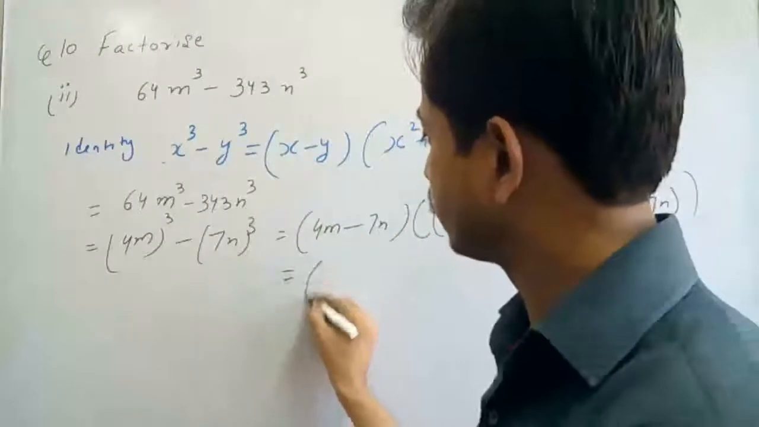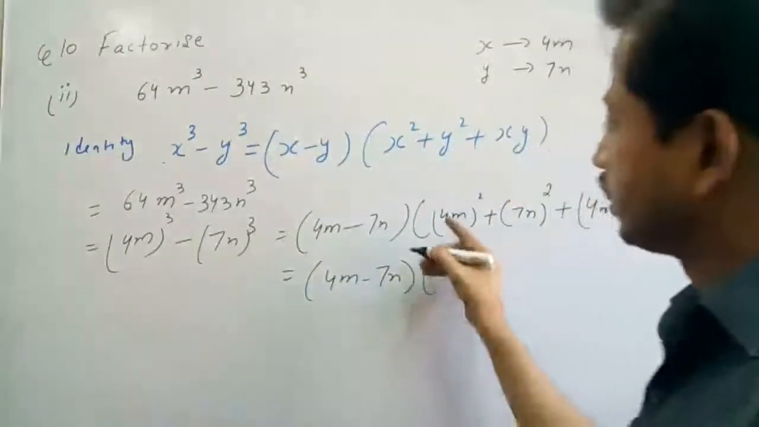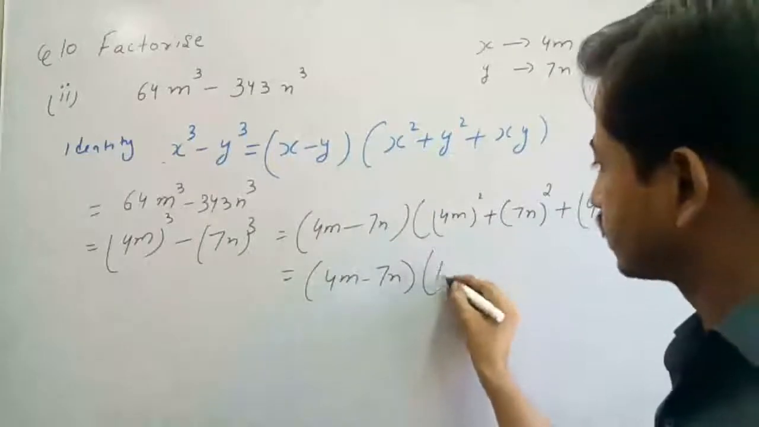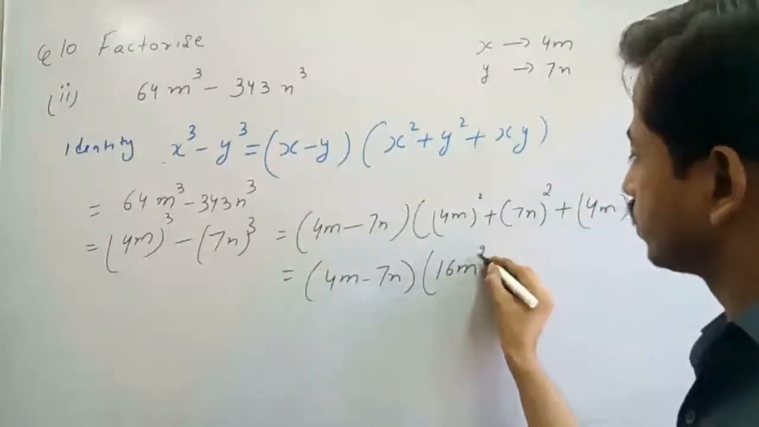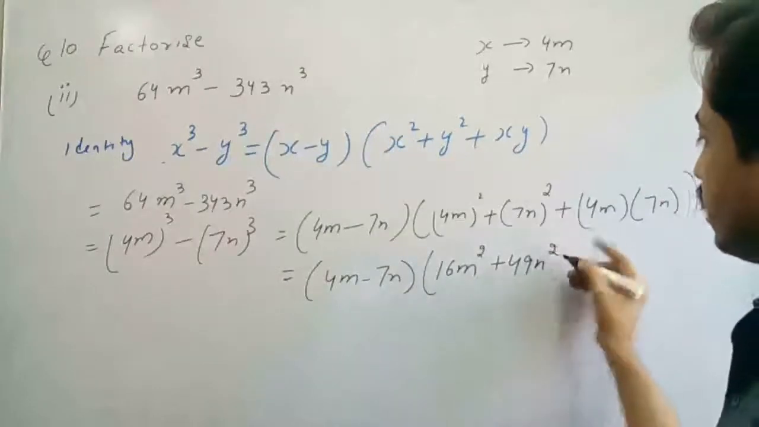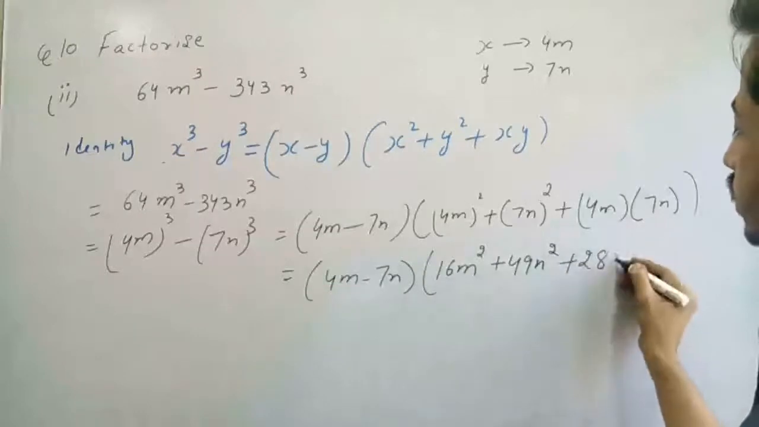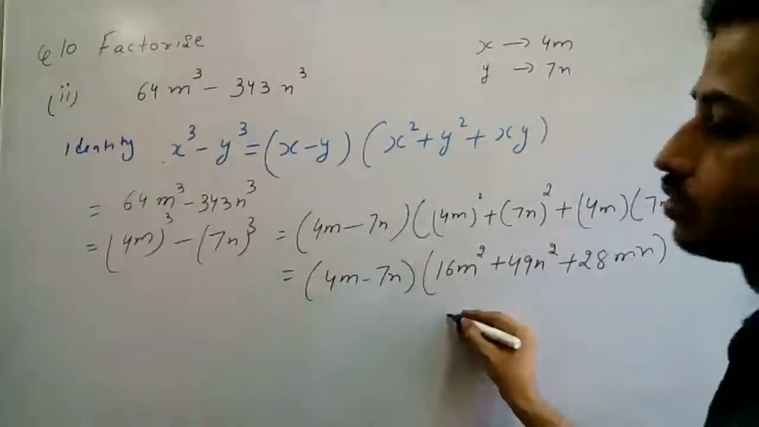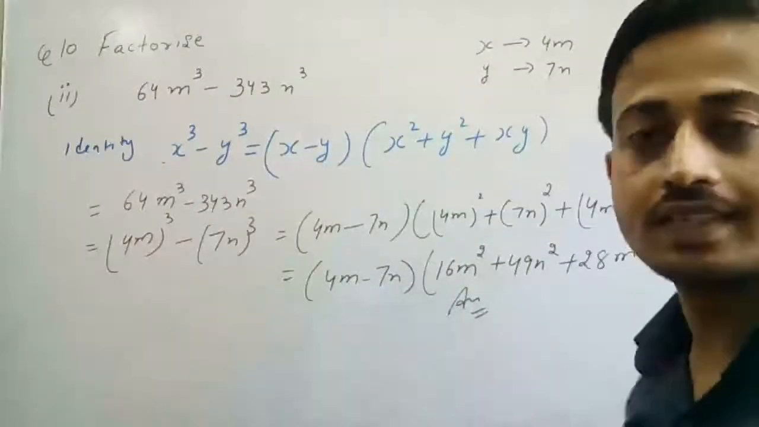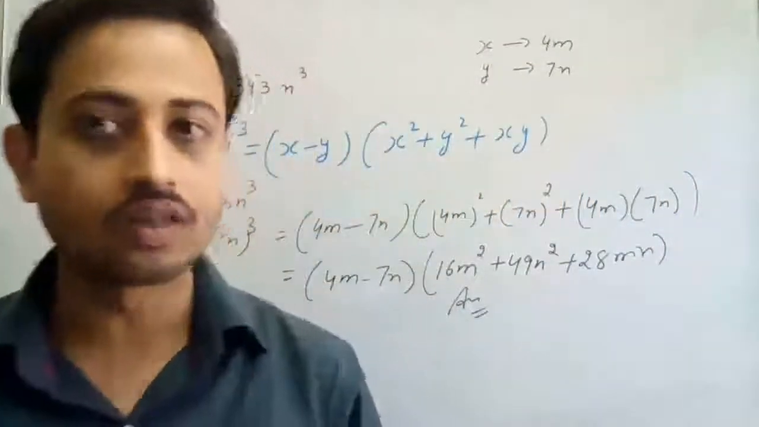Now solve. 4n minus 7n. Now 4n square is what? 16n square. Now 7 square is 49n square. 4 into 7 we get 28, m into n we get mn. So this is our final answer. So it's very easy. So please make a note.